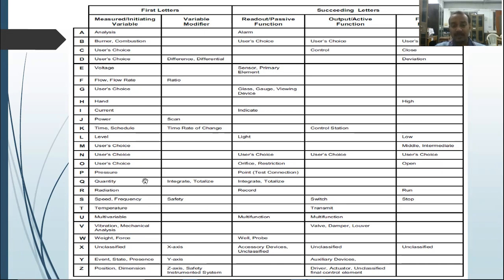Using this particular table, we are able to get all the knowledge about the different types of words which we are using in the P&ID diagram. So if you have the table, you can easily get the information. No need to think about it. Please go through which is the first letter and which are the succeeding letters. After that, you can easily find out the meaning of that particular part of the area which is given in the P&ID.